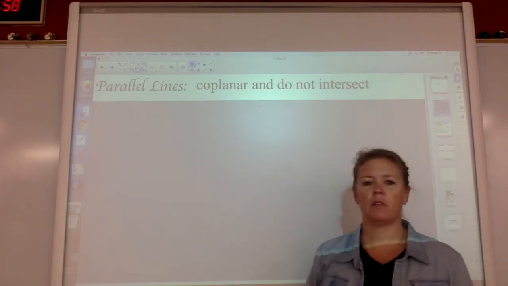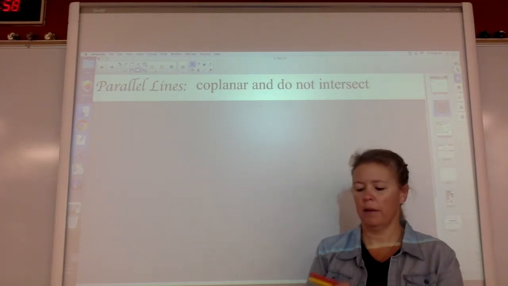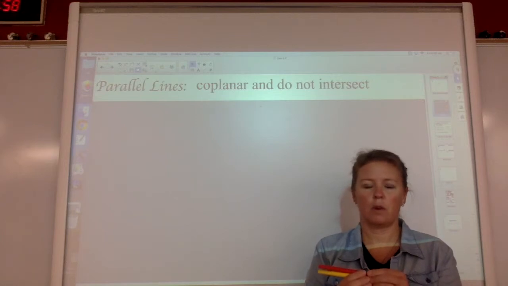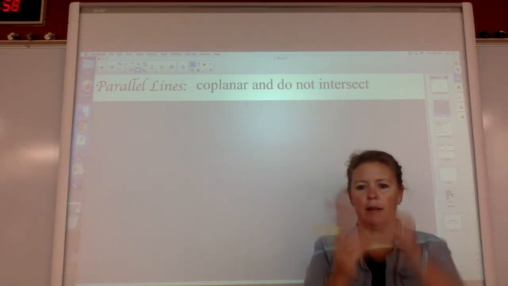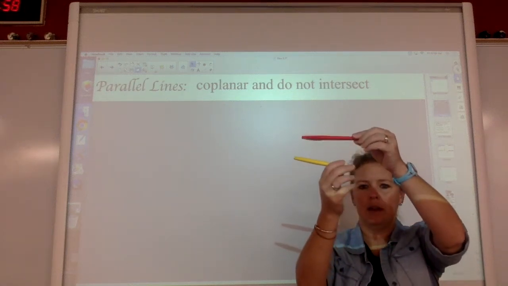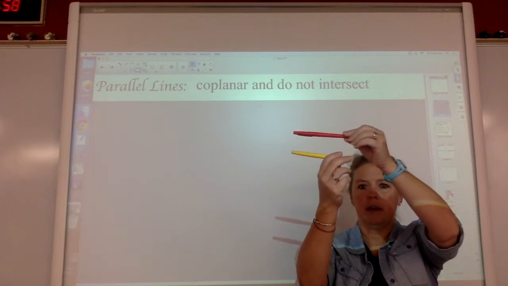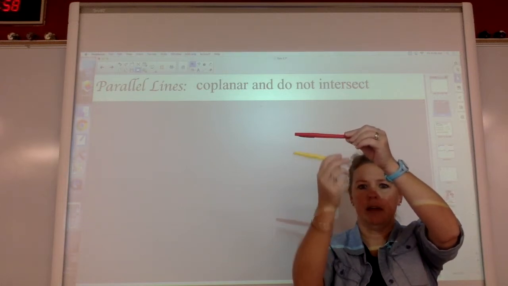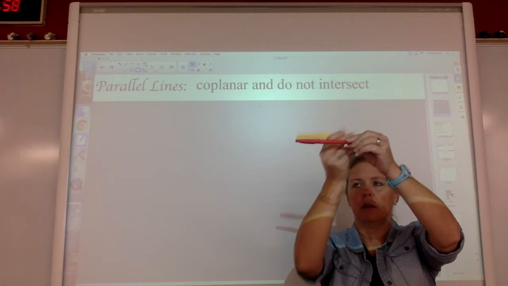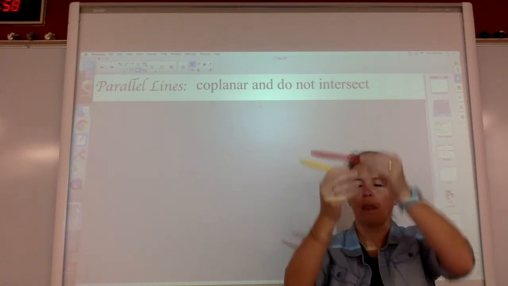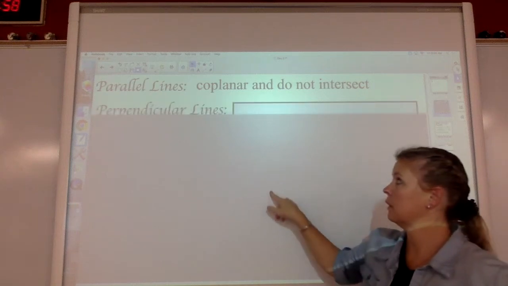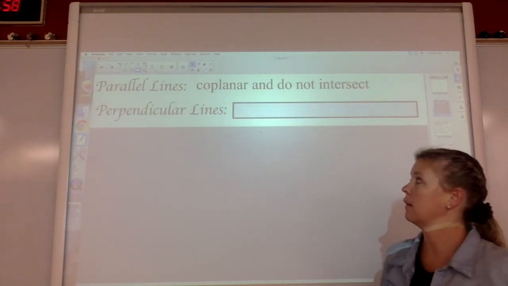Well, anytime you've ever drawn parallel lines in your life, in your elementary and middle school days, you were always drawing them on a piece of paper. So they were coplanar, meaning they were on that piece of paper, which was your plane, and you drew two lines. But now these two lines have got to be coplanar in the exact same plane all the way around so that they are considered parallel lines. And you'll see in a moment when they're not, but not yet.